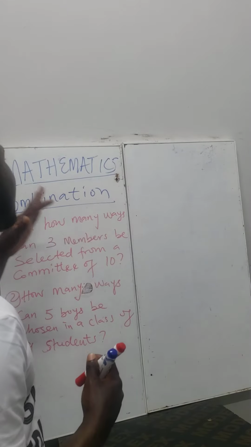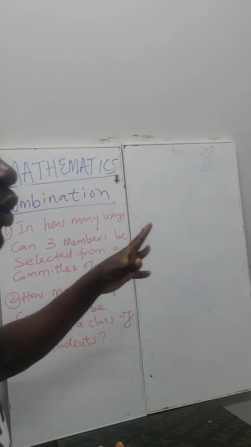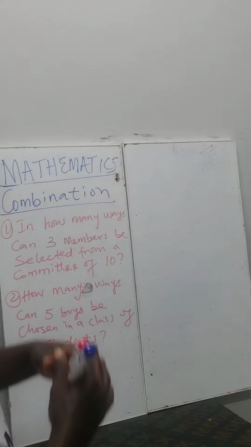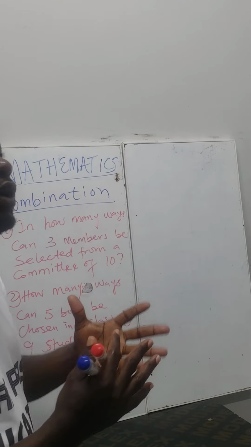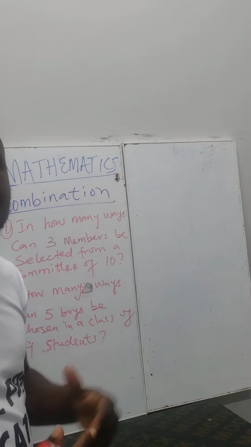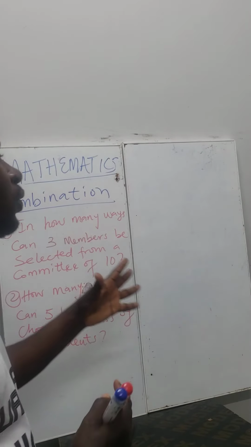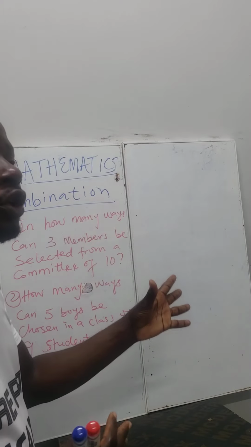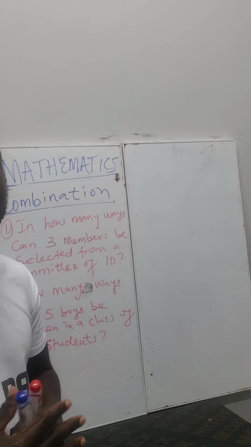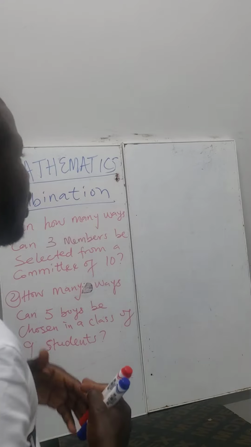So the major difference between combination and permutation, because I want to make this clear to some students. Some students do confuse anytime they come across a question under permutation or combination. They cannot differentiate which one is combination, which one is permutation. So this is how you are going to differentiate between combination and permutation.